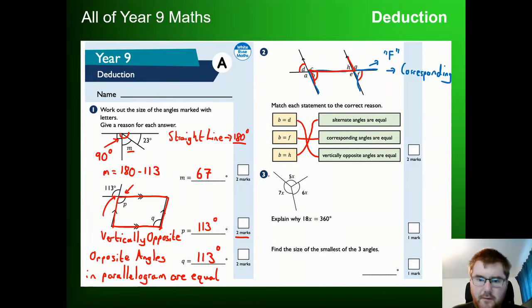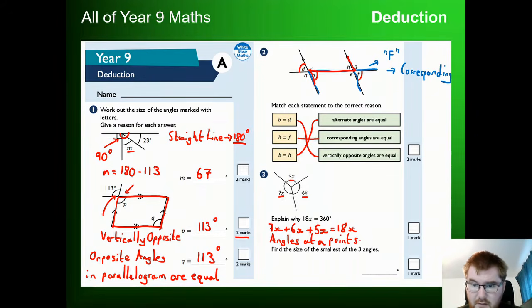On to question 3. So we've got angles around a point here. Explain why 18x is equal to 360. Well, if we add up all these together, so 7x plus 6x plus 5x, that is equal to 18x. And we know that angles around a point, very important, so angles at a point, they add up to 360 degrees, which is very important.